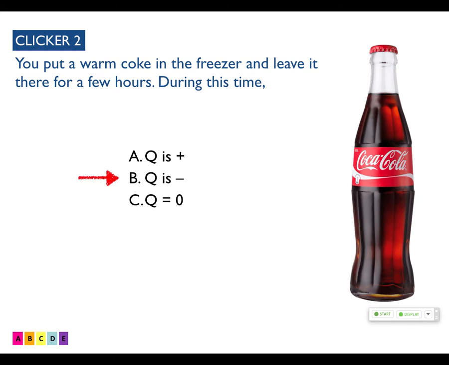If you said that the system is the freezer and the Coke, would Q be zero because it's leaving? Q would be 0. Yeah. If the system was the freezer and the Coke, and no heat left or entered the freezer, then Q would be 0. So it depends on where you put your boundaries for the system.